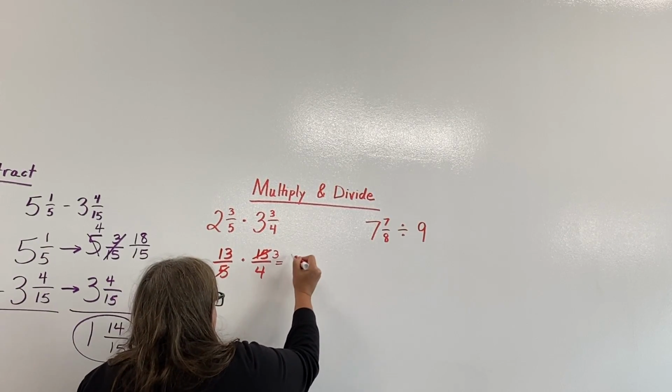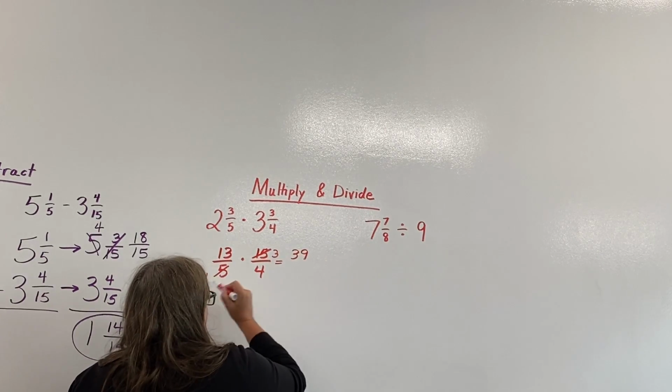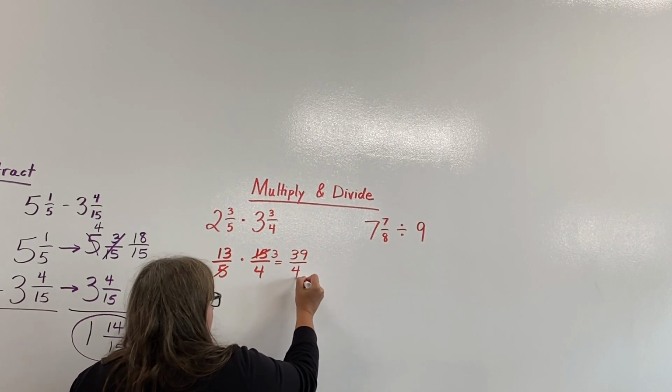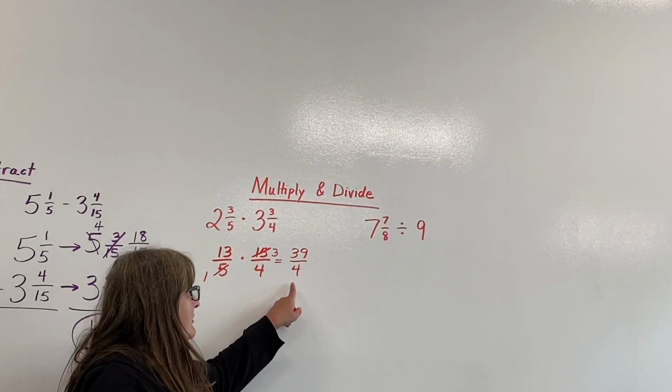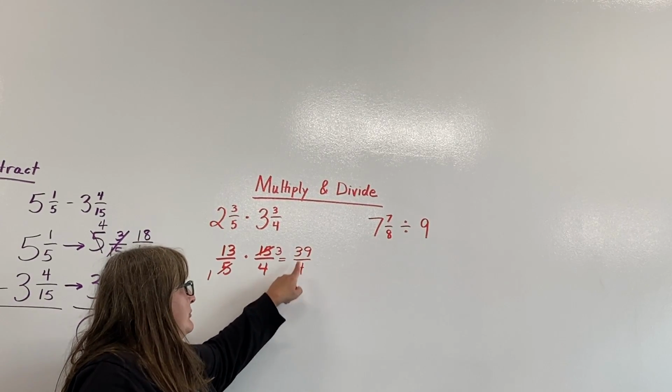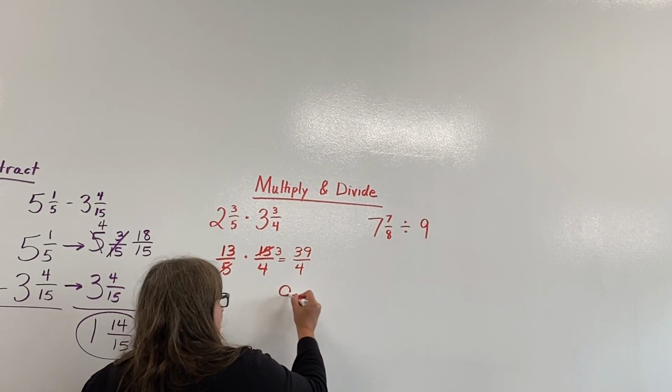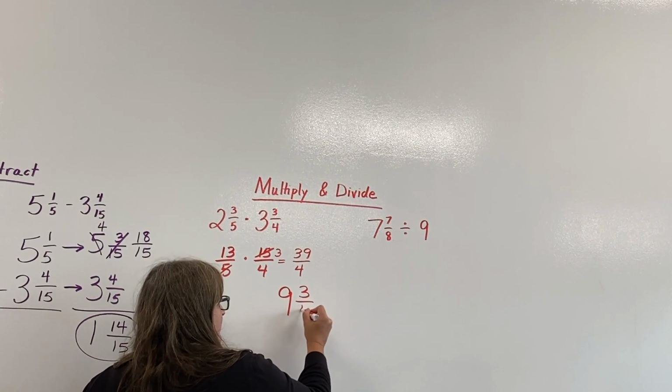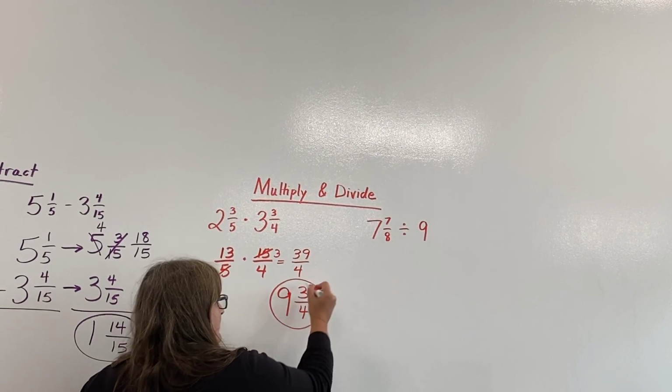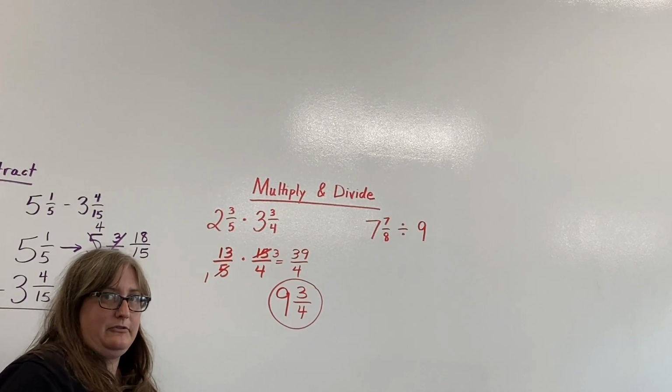13 times 3 is 39. 1 times 4 is 4. I can't leave my final answer as an improper fraction, but 4 goes into 39 9 times with 3 leftovers. So I can change it to the mixed number 9 3/4.